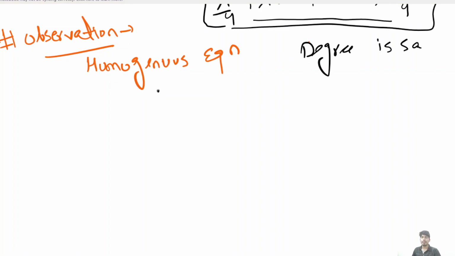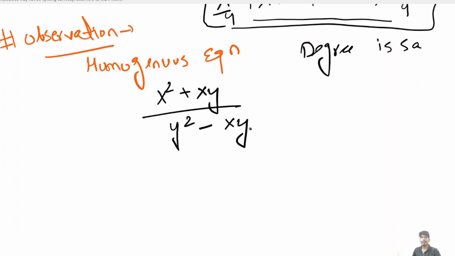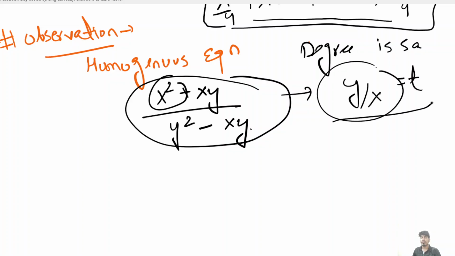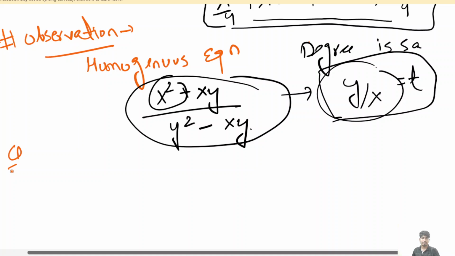Let this be x square plus xy upon y square minus xy. Here it is 2, here 1 plus 1 is 2, here 2, here 2. Then we divide by x and put y upon x is t. Then we solve the following. Our first question is based on homogeneous equations.